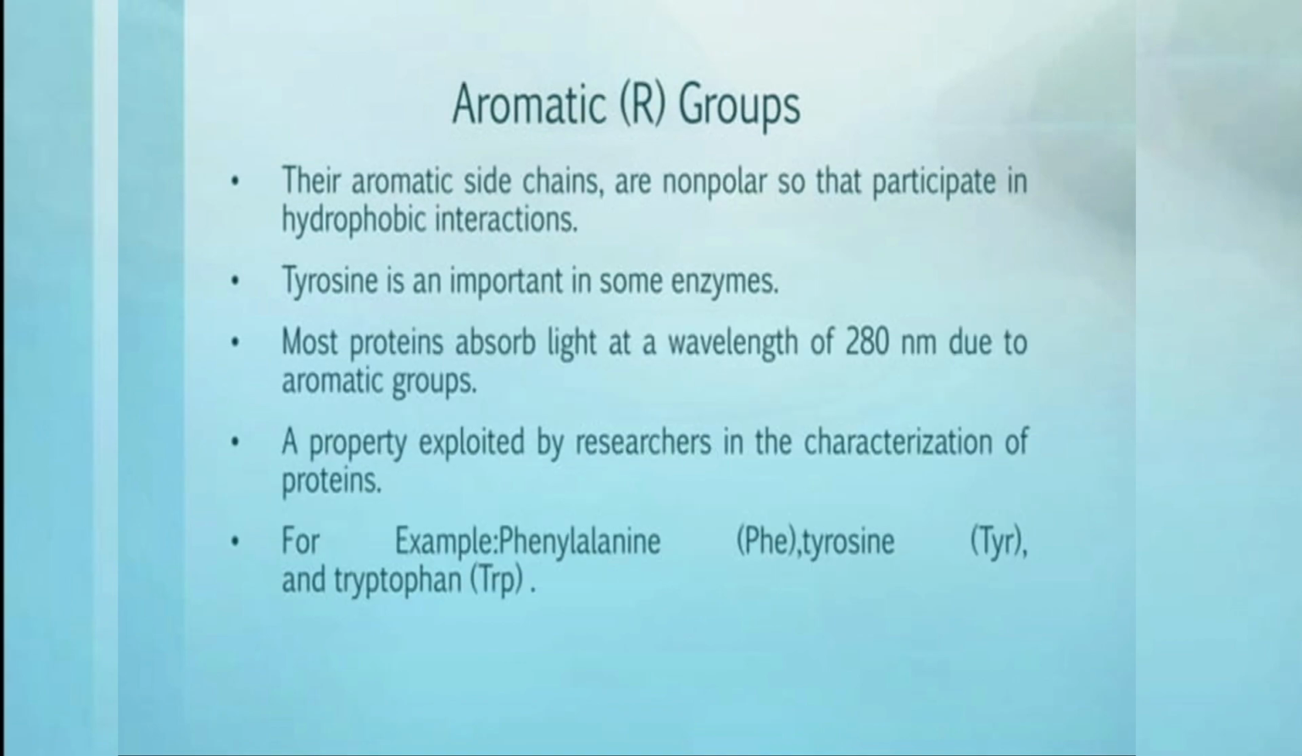Aromatic R groups. Their aromatic side chains are nonpolar so they participate in hydrophobic interactions. Tyrosine is important in some enzymes. Most proteins absorb light at a wavelength of 280 nanometers due to aromatic groups, a property exploited by researchers in the characterization of proteins. For example, aromatic groups: phenylalanine, tyrosine, and tryptophan.